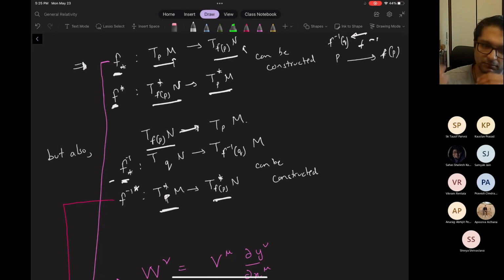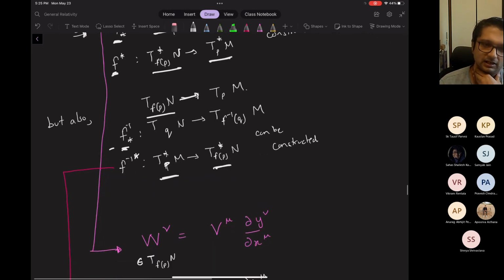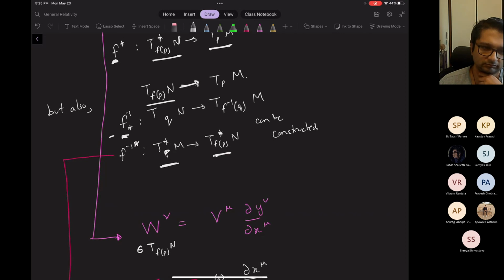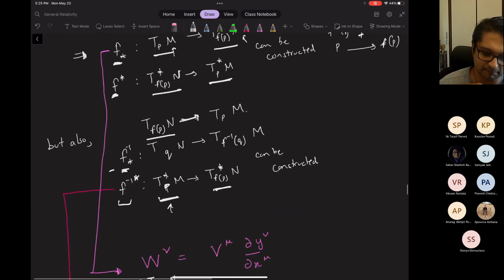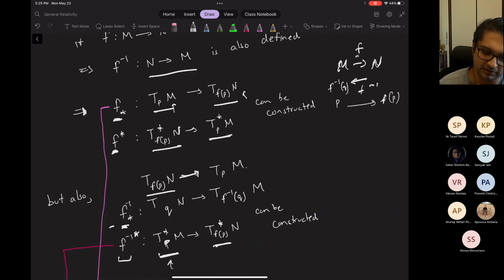Okay, the upper star is the pullback map. So this pullback map, I now define as, I can think of it as, a push forward map of dual vectors. This is a pullback map if I think about F inverse, because F inverse acts this way and I'm pulling back a dual vector from here to here. But I can now think of this as a push forward of a dual vector if I think about the map F from M to N.